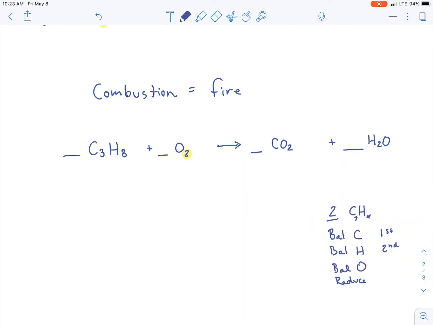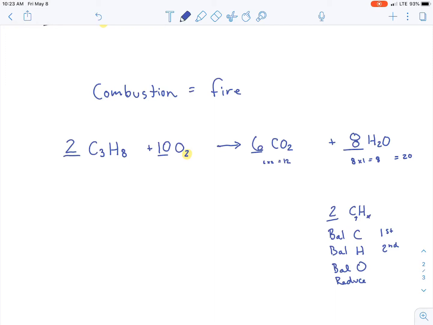Here we go. So for fun, I'm going to put a 2 up here. Now that 2 times 3 is 6, so that gives me 6 C's. 2 times 8 is 16. 8 times 2 is 16. Adding up my O's, I have 6 times 2 equals 12, plus then I have 8 times 1, which is 8, right? And that equals 20 oxygens. So 2 times 10 equals 20.